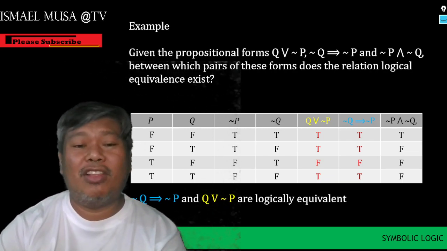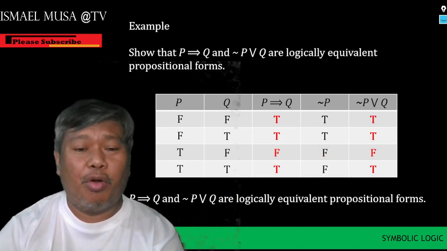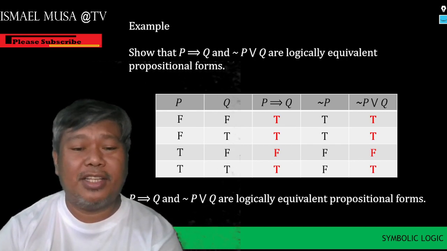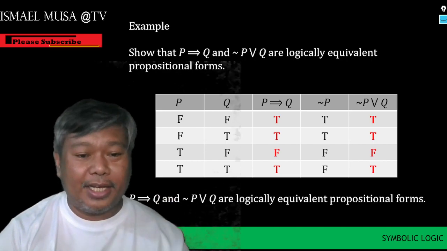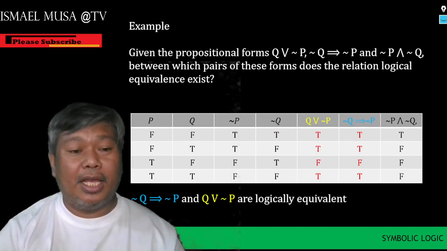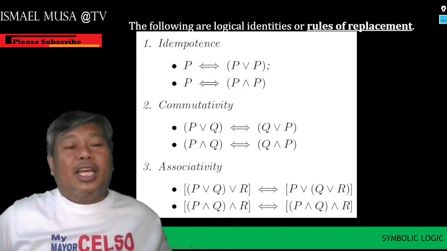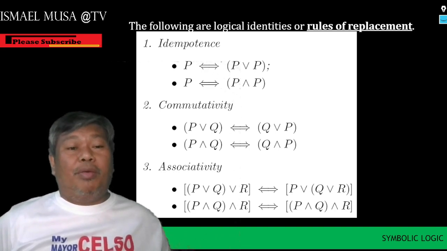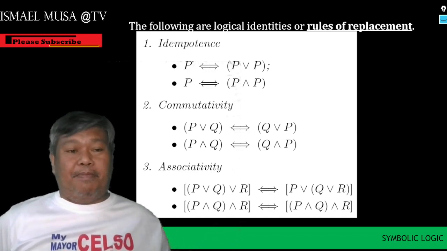Okay. In fact, class, there are many logically equivalent forms and therefore they can be regarded as alternative expressions of a proposition. So we say P implies Q and not P or Q are logically equivalent, so we can represent them as an alternative. By the way, the following are logical equivalences, or logical identities, or rules of replacement.